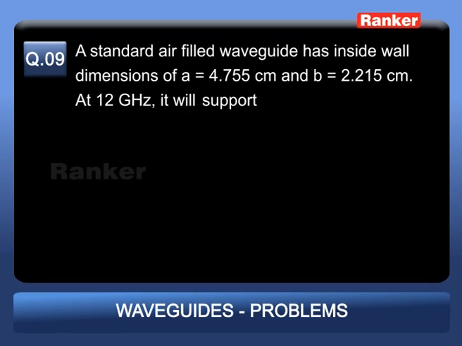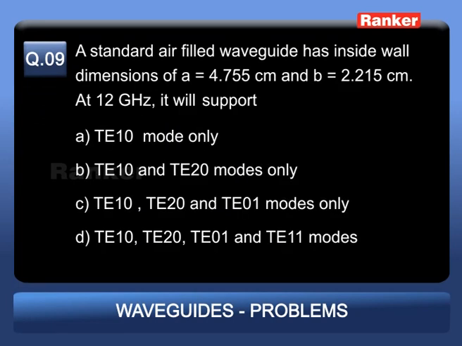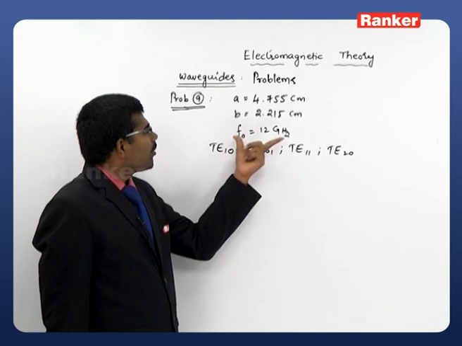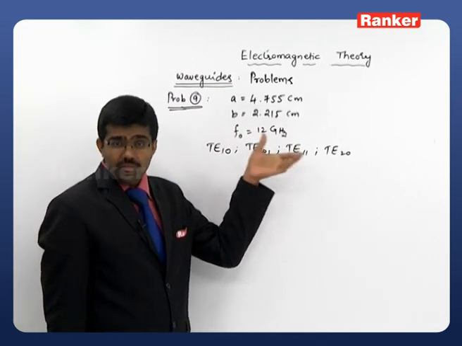Problem 9. A standard air-filled waveguide has inside wall dimensions of A equals 4.755 cm and B equals 2.215 cm. At 12 GHz, it will support: option A, TE10 mode only; option B, TE10 and TE20 modes only; option C, TE10, TE20 and TE01 modes only; option D, TE10, TE20, TE01 and TE11 modes. Now observe what is the problem given to us. In a rectangular waveguide with these dimensions, the operating frequency is 12 GHz. It is operating with this frequency.